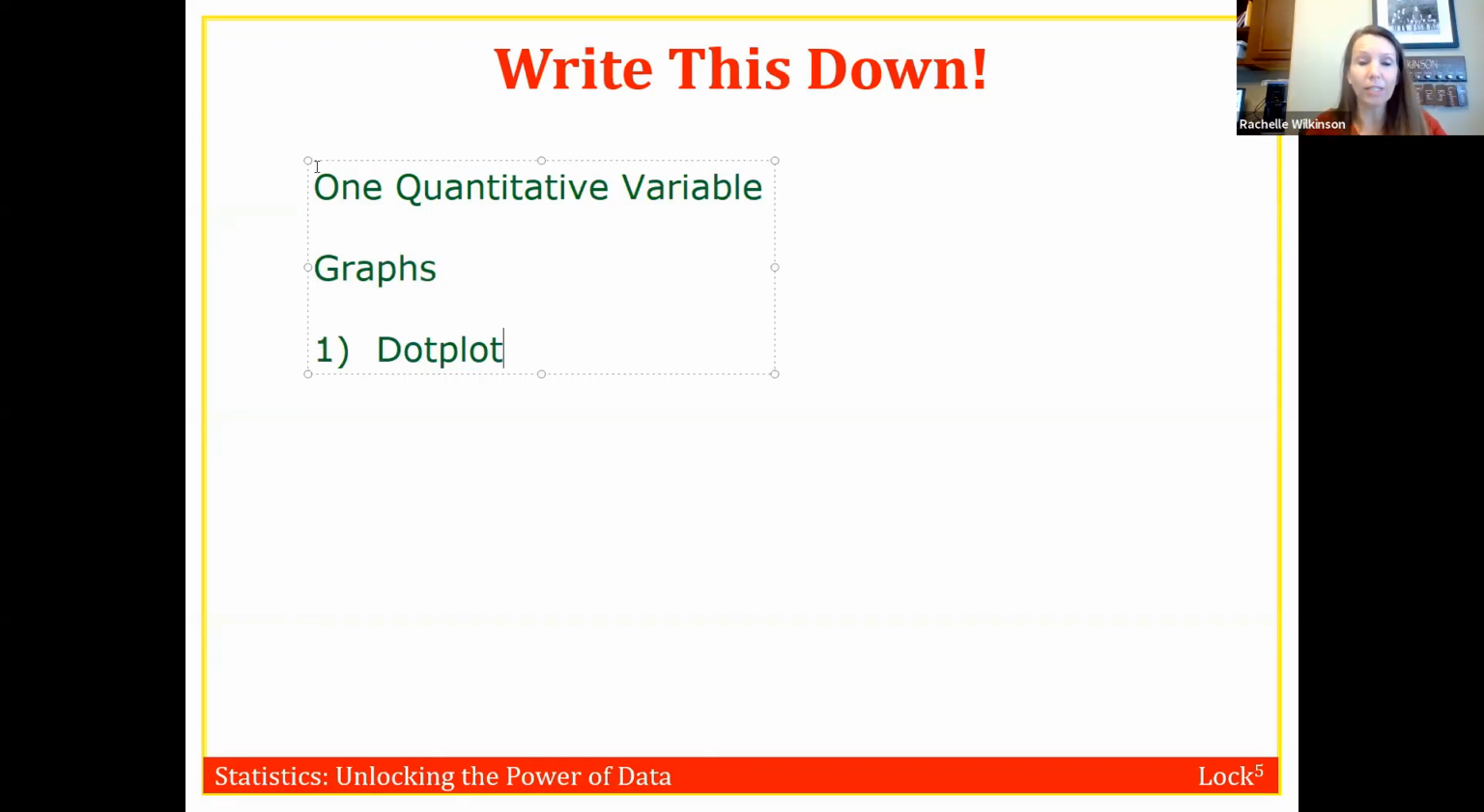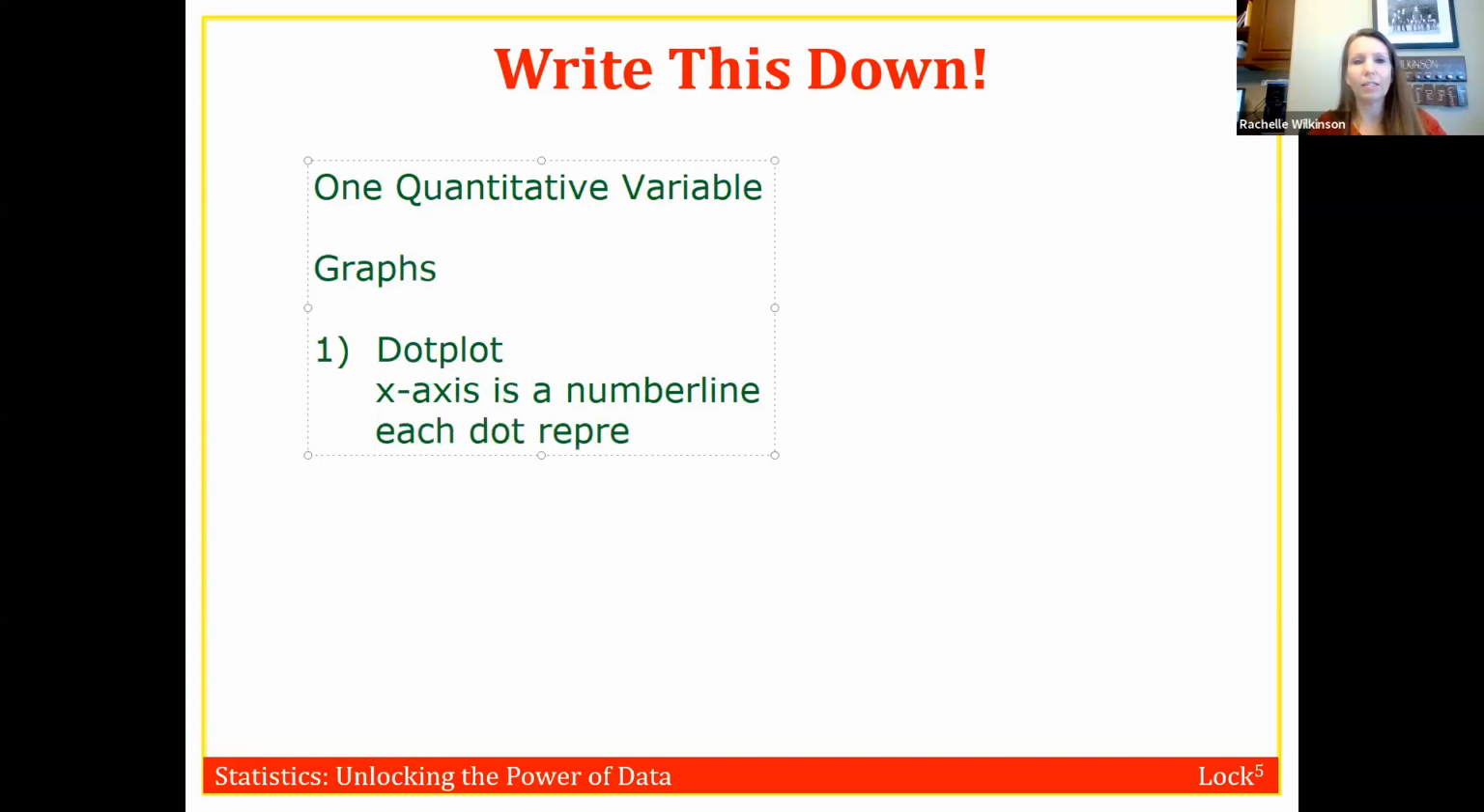If you remember when we did that Princess Bride activity and we were choosing the words from the Princess Bride, and then I had all of you use your annotate tool to put little stars on the graph, that was essentially a dot plot. So a dot plot has a number line along the x-axis. And each dot on the graph represents a case, just like each star on the graph we did in class.